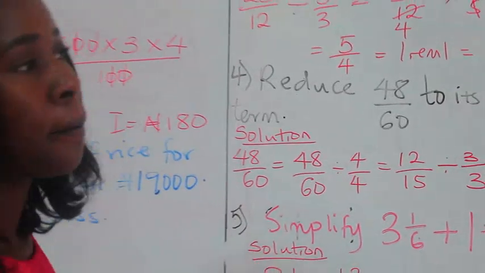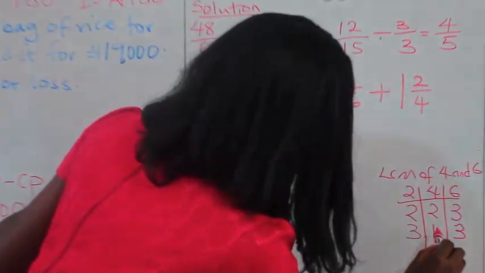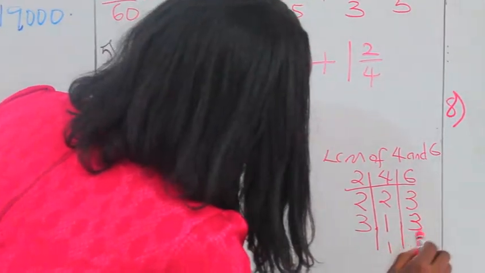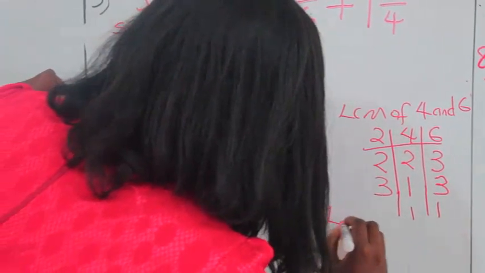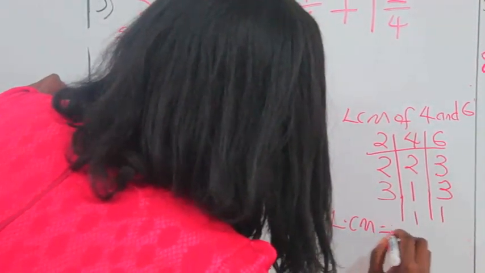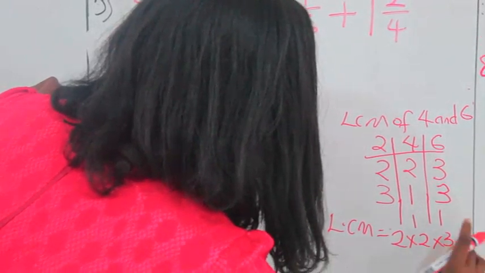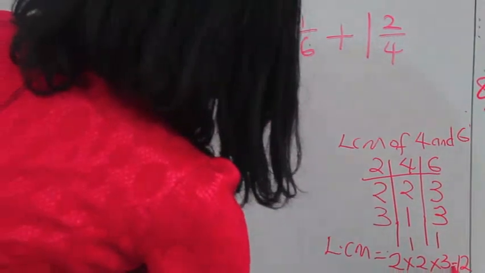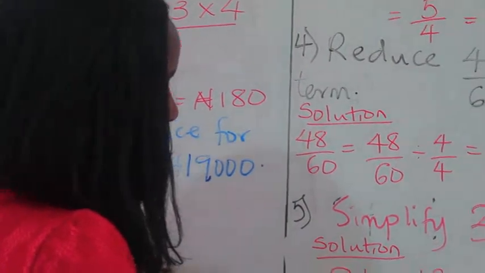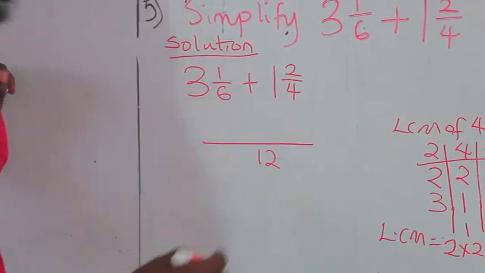The only prime number that can divide 1 and 3 is 3. 1 divided by 3 is 1, and 3 divided by 3 is equal to 1. So our LCM is equal to 2 times 2 times 3, which gives us 12. Alright. Now we'll draw a line here and write down the LCM.